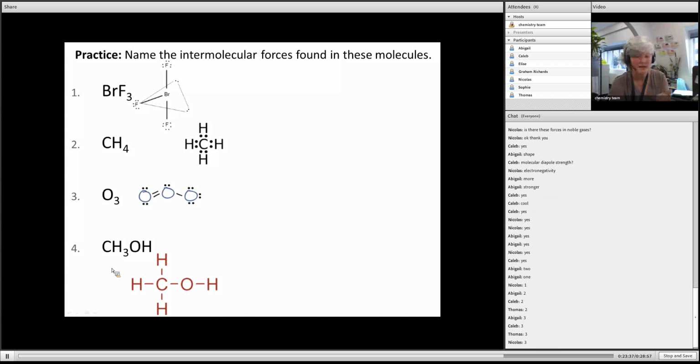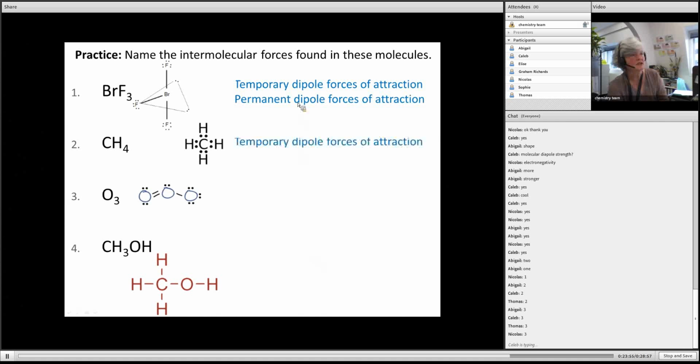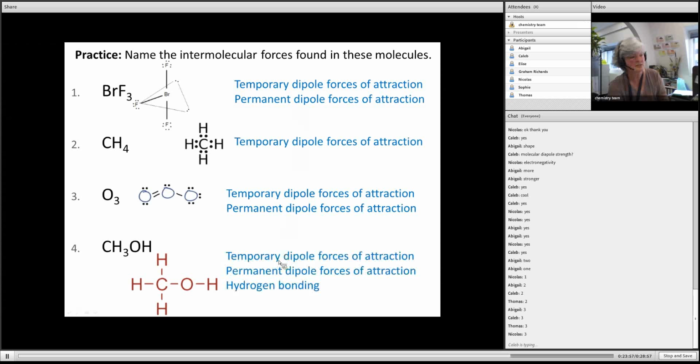3. It'll have the temporary because it's a molecule. It'll have the permanent because it is a polar molecule. And it will have the hydrogen bonding because it's got a hydrogen that is attached to an electronegative oxygen or nitrogen or fluorine, but here it will be the oxygen. Okay, so these are the different types it gets.